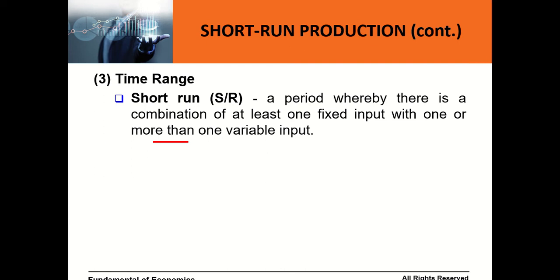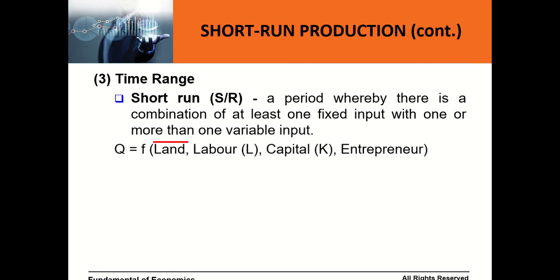Short run means it can be a day, it can be a week, but in economics, how we define the short run? It is very simple. At this period whereby there is a combination of at least one fixed input with one or more than one variable input, meaning that you have just now capital, labor, land, and entrepreneur. Okay, like this. So either one of these should be fixed.